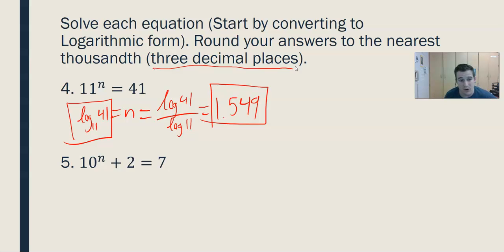So in our brains, we're thinking, okay, it's probably between 1 and 2, and right there it's about 1.5. 1.549 is how I would solve for n here. So I'm going to follow that same tactic throughout all these problems.